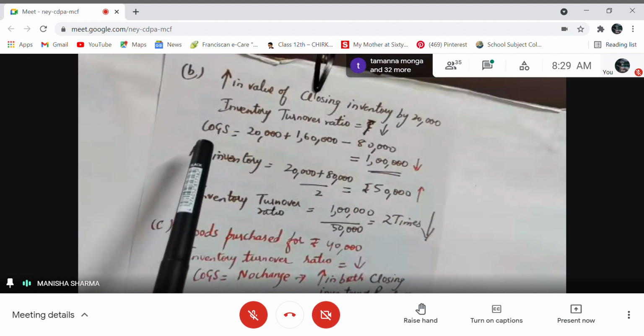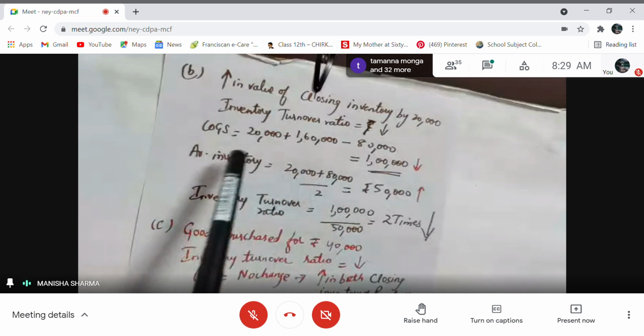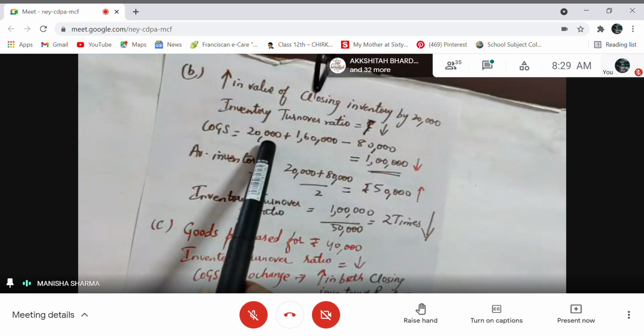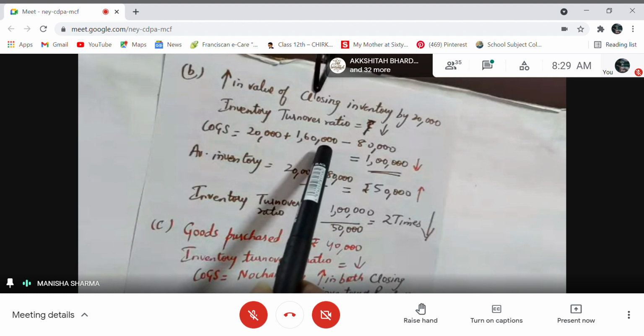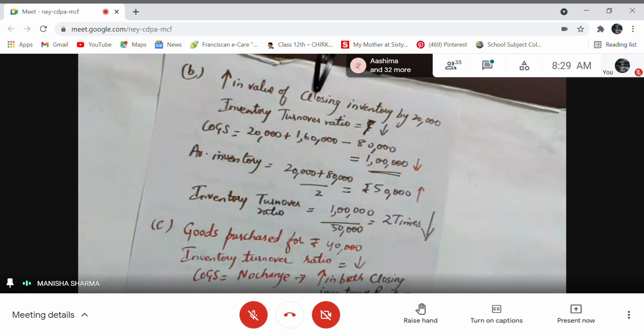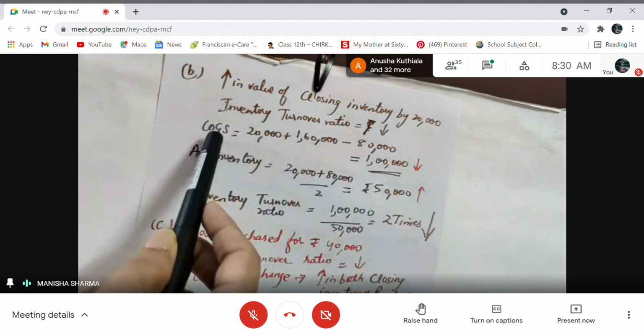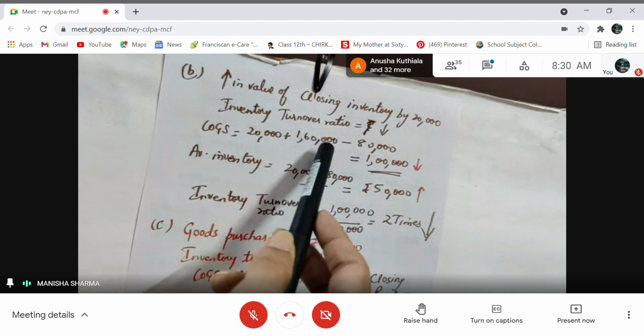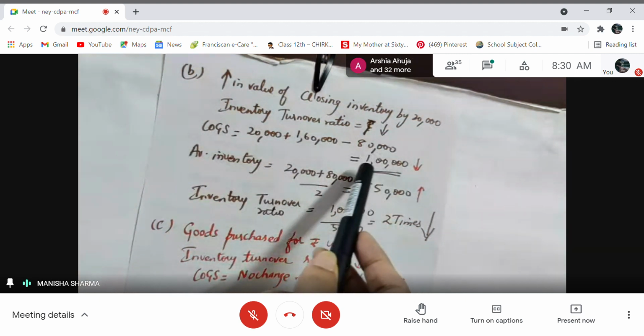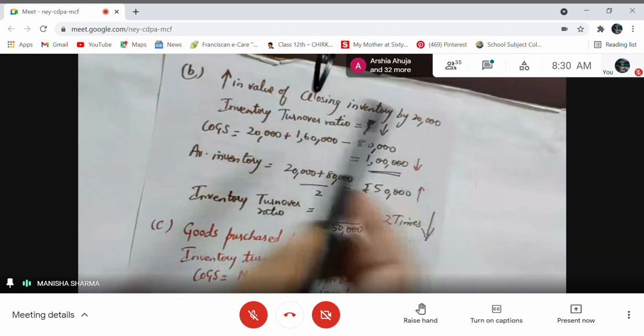20,000. Fine. So in the beginning, opening inventory is already given as 20,000, net purchases are given as 1,60,000. And if you remember, closing inventory was given as 60,000. So in this part of the question, it has increased by 20,000. It means closing inventory has become 80,000. So new COGS will be 20,000 plus 1,60,000 minus 80,000. So COGS has become 1 lakh, right?